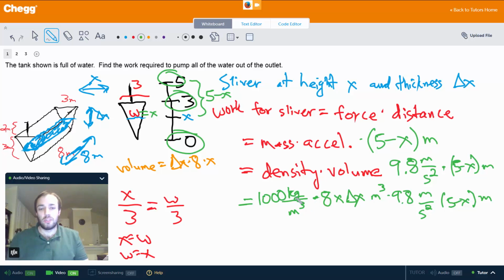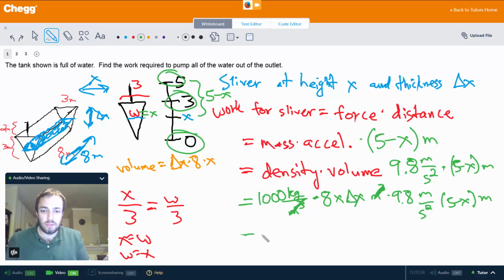All right, now we just want to verify that the units actually work out. So meters cubed cancels with this meters cubed over here. And then we have kilogram meters per second squared, and then meters again. And those are the correct units. So everything is great. Now we just have to simplify this a little bit.